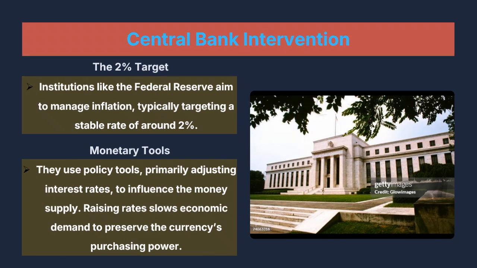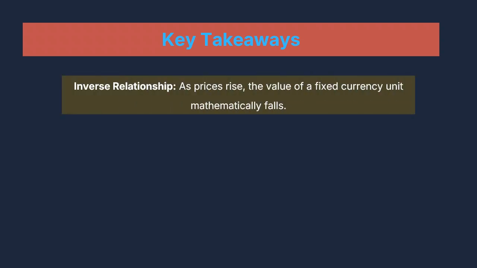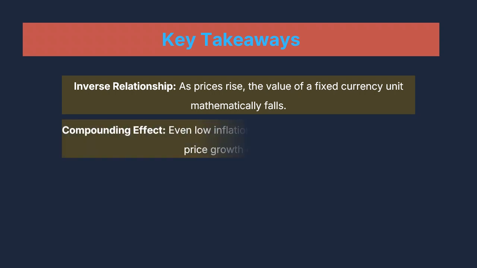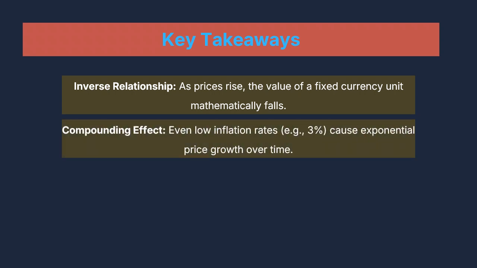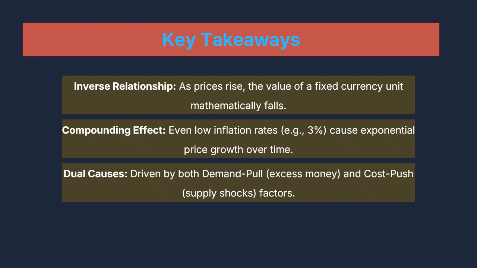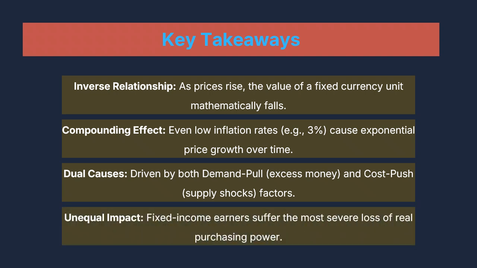Key takeaways. To summarize our technical deep dive, remember the inverse relationship: when prices go up, currency value goes down. Respect the compounding effect: small percentages add up to massive losses over time. Understand that this is driven by both demand and supply factors. And finally, recognize that this erosion hits fixed income earners the hardest.